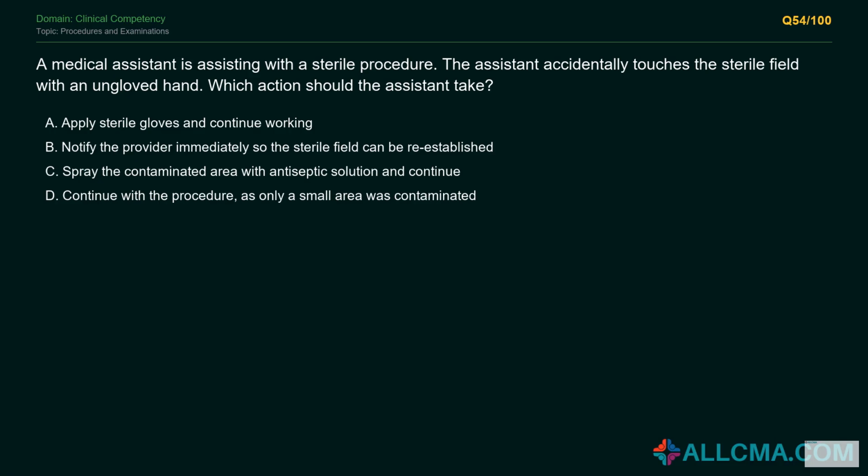Question 54. A medical assistant is assisting with a sterile procedure. The assistant accidentally touches the sterile field with an ungloved hand. Which action should the assistant take? Option A. Apply sterile gloves and continue working. Option B. Notify the provider immediately so the sterile field can be reestablished. Option C. Spray the contaminated area with antiseptic solution and continue. Option D. Continue with the procedure as only a small area was contaminated.